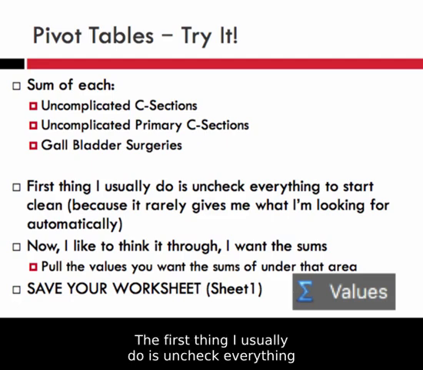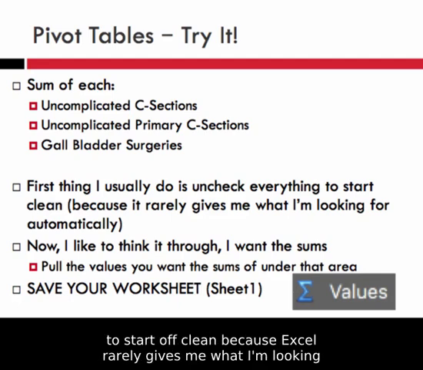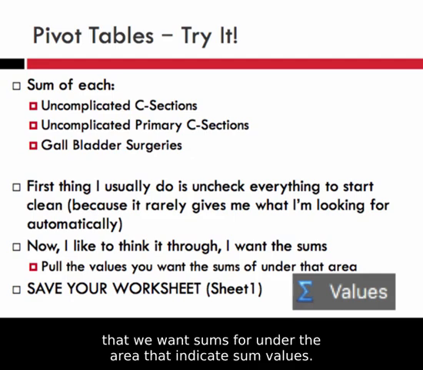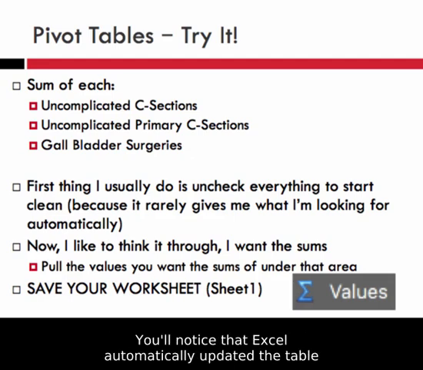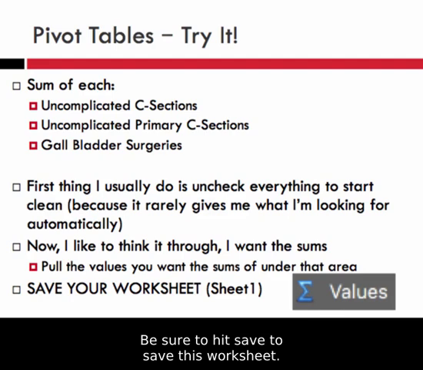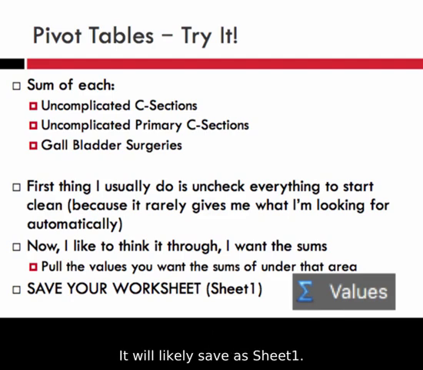The first thing I usually do is uncheck everything to start off clean because Excel rarely gives me what I'm looking for automatically. Now let's think this through. We want the sums, so we'll put the 3 elements that we want sums for under the area that indicates sum values. You'll notice that Excel automatically updated the table and gives us the sum without us having to do anything else. Be sure to hit save to save this worksheet. It will likely save as sheet 1.